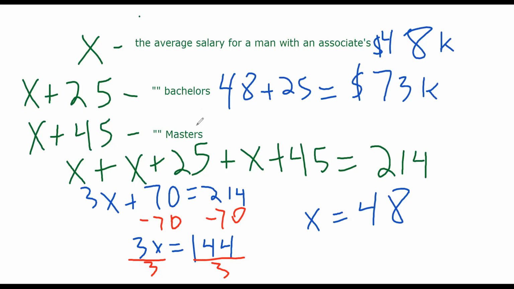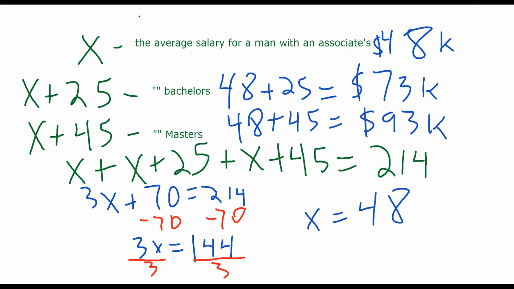Finally, the master's degree makes $45K more than the associates. So don't add 45 onto 73. You need to add 45 onto 48. And it looks like that would be about 93K. Again, go get your master's. You're not going to get 93K out of the gate. You might be able to pull 50, 60, 70, depending on the field you're in.